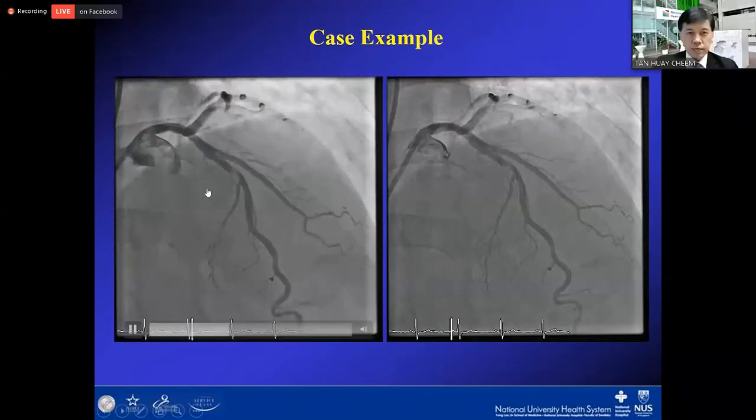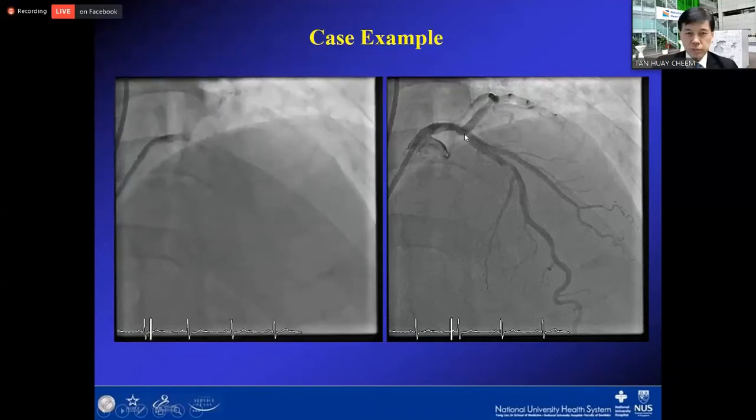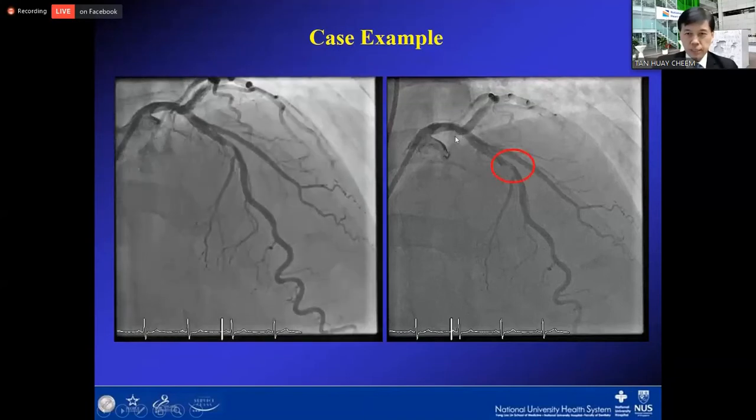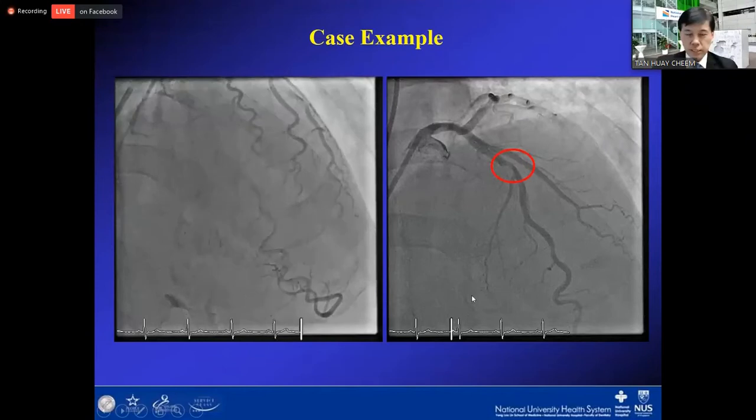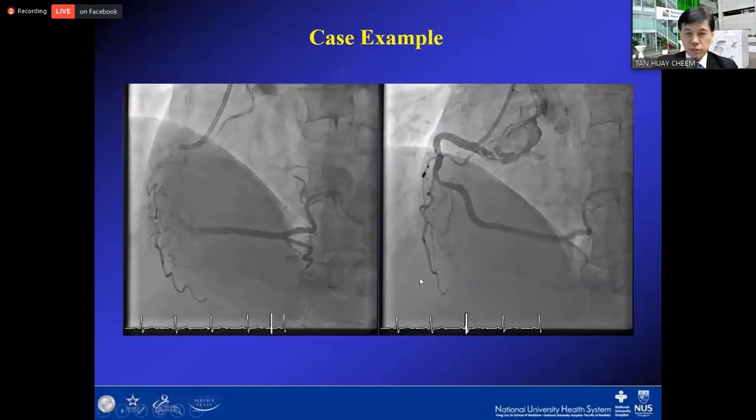The question now is, what do we do with the proximal left anterior descending artery, which is still there, right here? And there's another lesion there proximally. And when we do the right coronary artery, there is also another lesion there.